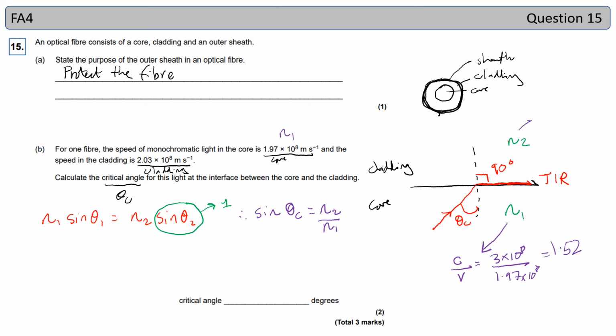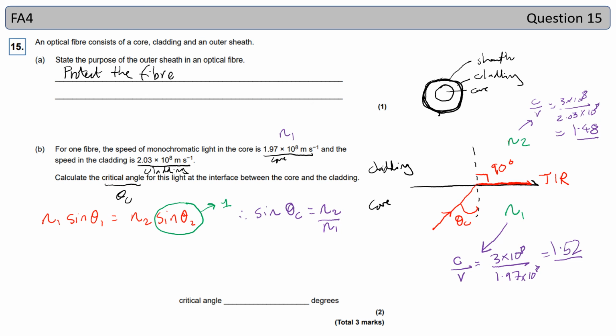And then for n2, same again, c over v is equal to 3 times 10 to the 8 over 2.03 times 10 to the 8, and that gives us a refractive index of 1.48. So once I've got my two refractive indices here, I can check that makes sense. For total internal reflection to occur, I must be going from more optically dense to less optically dense. So I must be going from a higher refractive index of 1.52 to a lower one here.